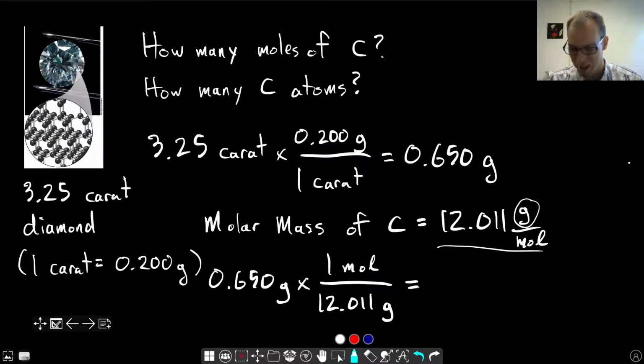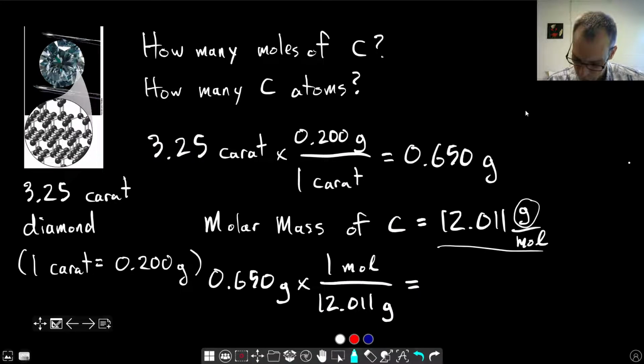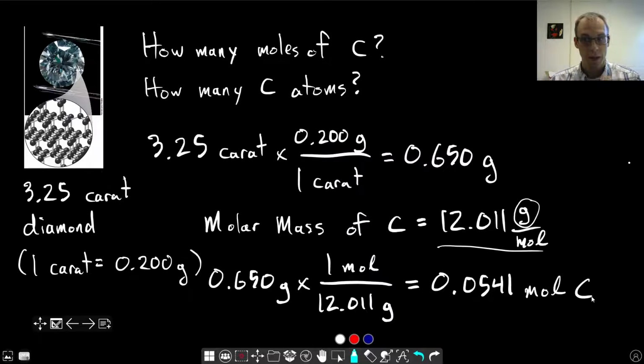Anyway, we can go ahead and do this calculation here. Pull up my calculator again. So we have our 0.650 times 12.011. Sorry, not times. That needs to be divided by. And we get 0.0541 moles of carbon. So that is the number of moles that is in this diamond.